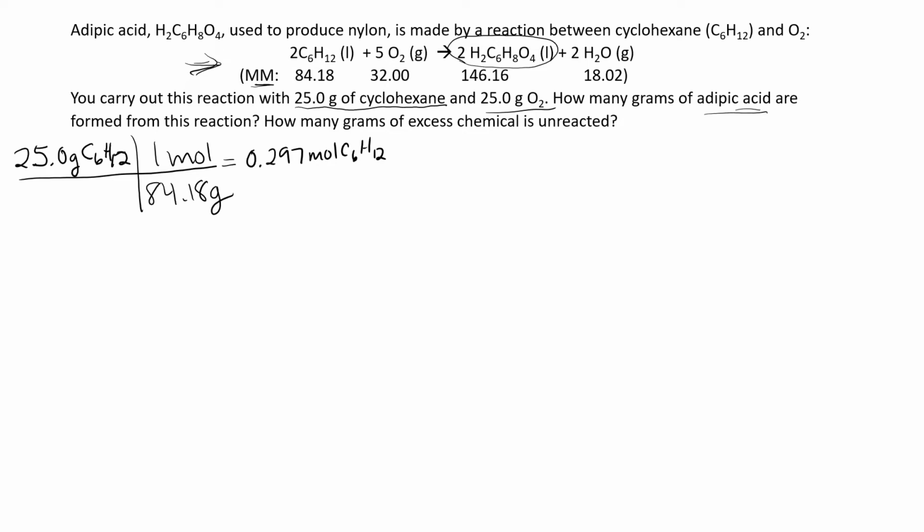Okay, cyclohexane. We have 25 grams of oxygen. We're going to convert, 32 grams per mole of oxygen. 25 divided by 32 is going to give us 0.781 moles of oxygen. All right, now that we have the amounts of both chemicals in moles, we can start doing our comparison.